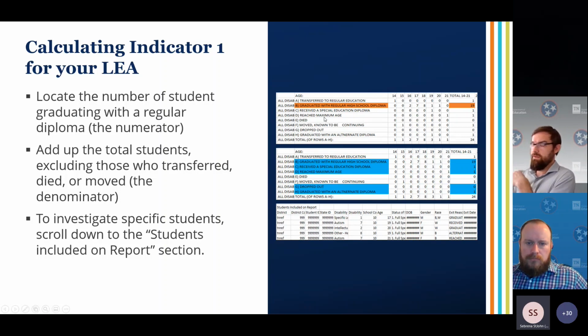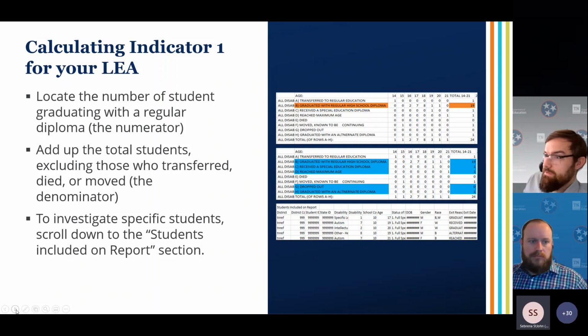You want to locate, in the case of indicator 1, the number of students who graduated with a high school diploma, in this case 19 in our example here. And then you want to manually add up the other categories that are included in the denominator. So that's graduated with a high school diploma, received special education diploma, reached maximum age, dropped out, graduated with an alternate diploma. So in this case, we have 19 graduates out of 22 total students. So that would be a graduation rate of about 86%.